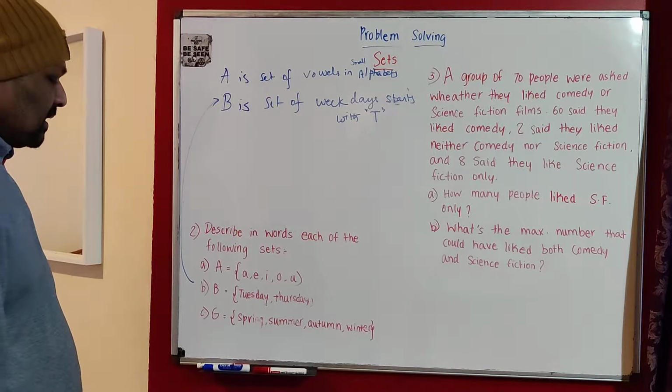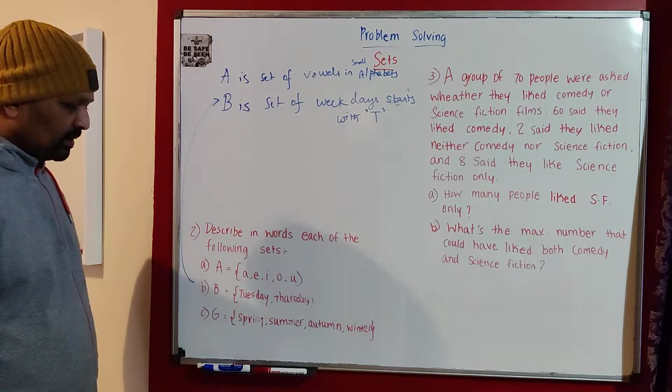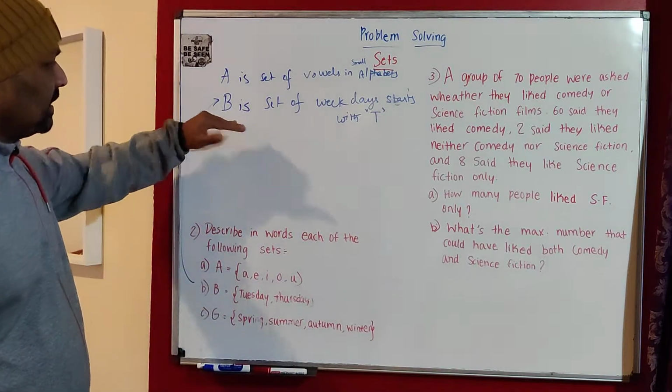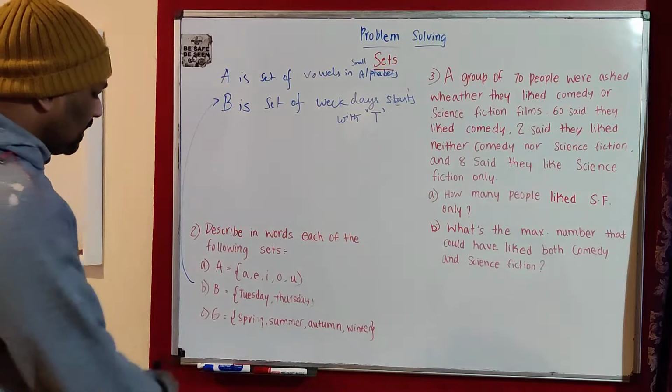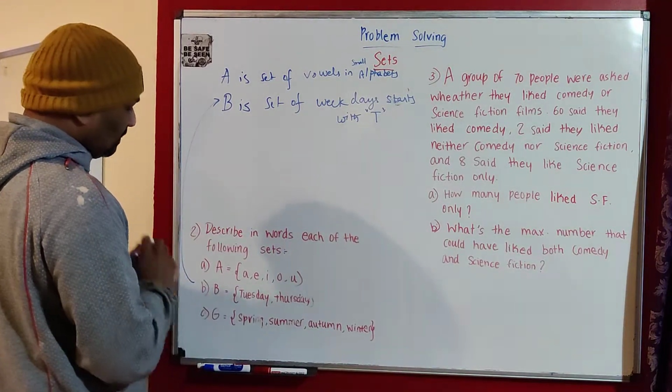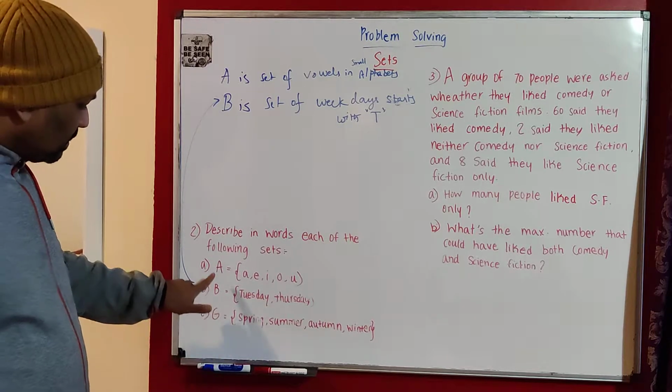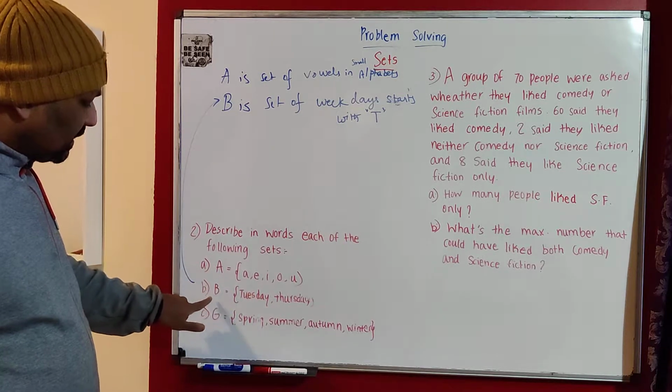A set of weekdays starts with T. And that's how you can write it in words. The third part, if you see the C part, Z is a set. All these are sets. That is why they are written in capital letters.